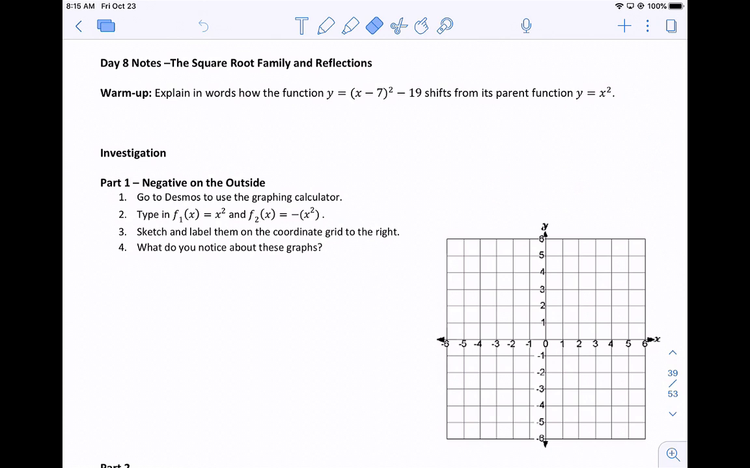In day 8, we're going to talk about the square root family and also reflections. Warm up. Explain in words how the function y equals (x minus 7) squared minus 19 shifts from the parent function y equals x squared.